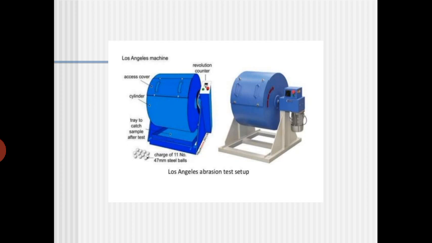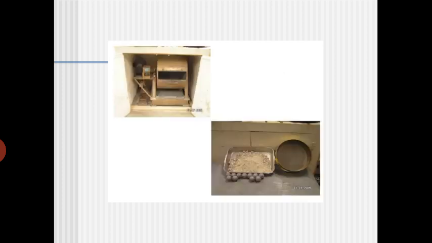This is the Los Angeles machine you might have seen. Maybe we will have a demo in our lab after completing the vacation. You can see that in the Los Angeles machine, it rotates and the balls are there, and the balls always come in contact with the aggregates when it is rotating.